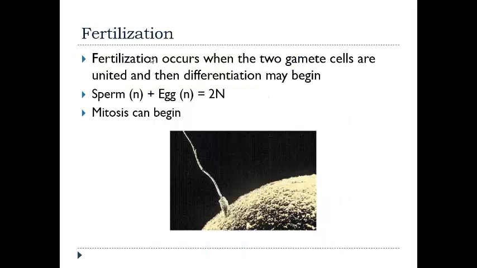So fertilization occurs when 2 gamete cells are united and differentiation may begin. By differentiation, we mean cells start dividing and eventually new organs are formed and different types of cells to make the organism. So a sperm cell meets an egg cell, we get a diploid offspring, so diploid.